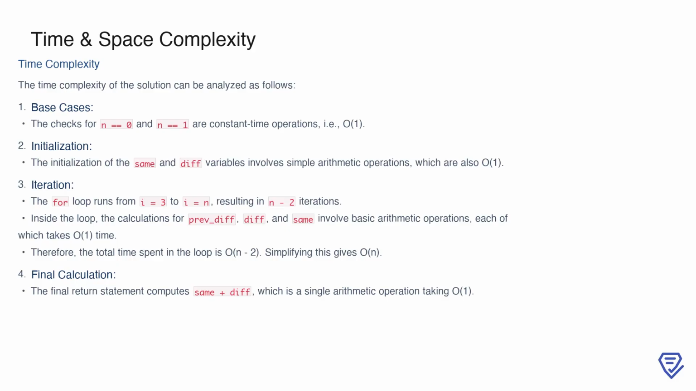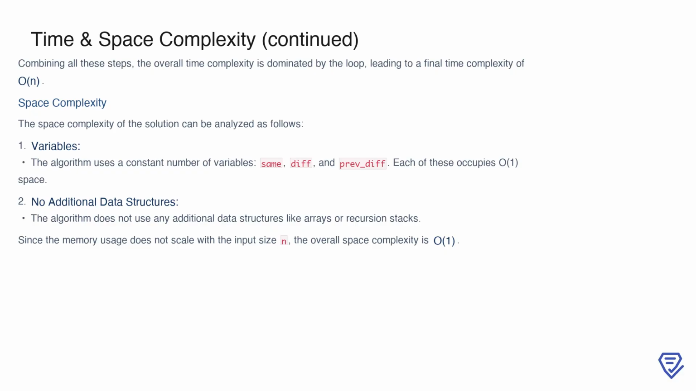Inside each iteration, we perform a fixed number of simple arithmetic operations to update prev_diff, diff, and same. Since these operations are O(1) per iteration, the total time spent in the loop is proportional to the number of iterations, or O(n minus 2). Simplifying further, this becomes O(n). Lastly, the return statement involves a single arithmetic operation, which is O(1). Adding all these together, the loop dominates the overall time complexity, resulting in O(n).